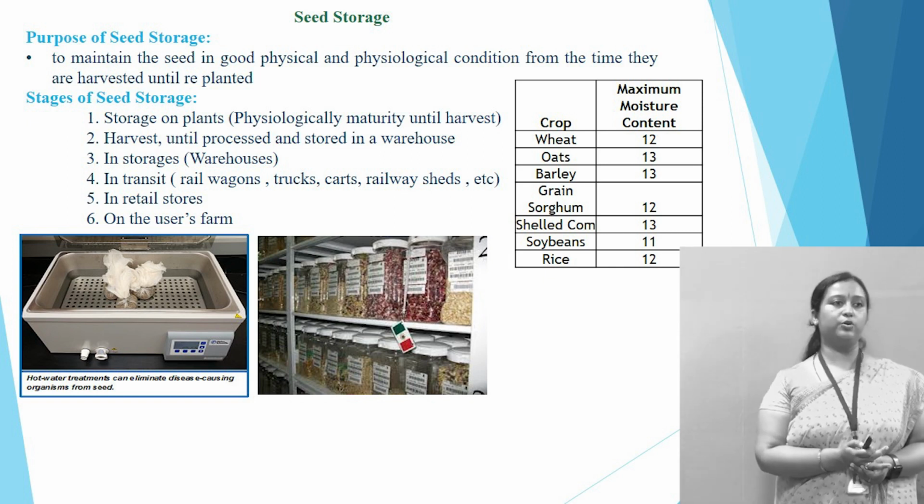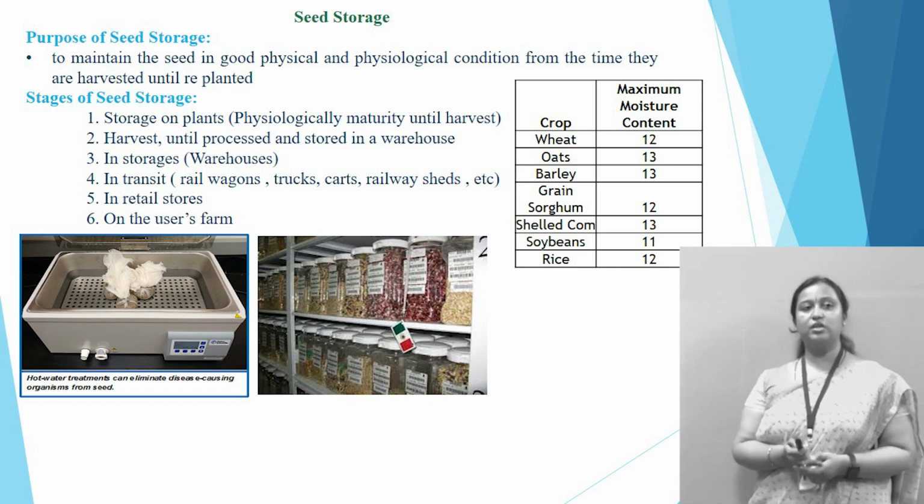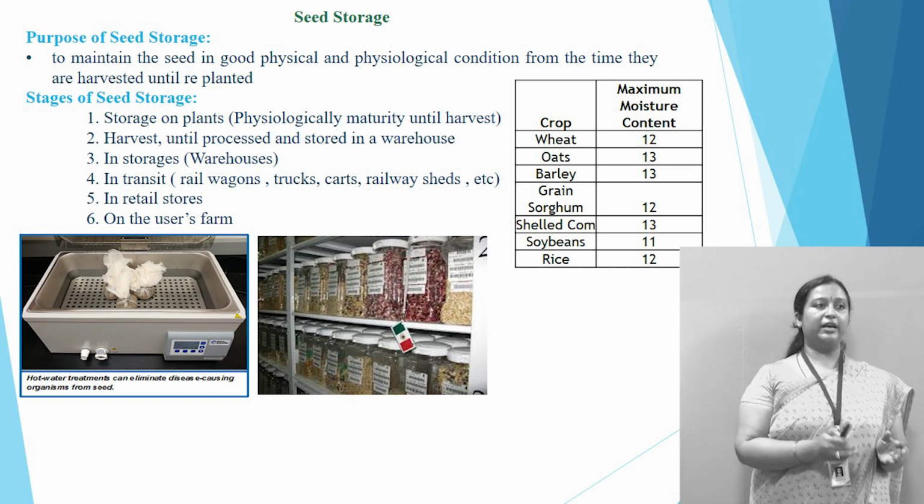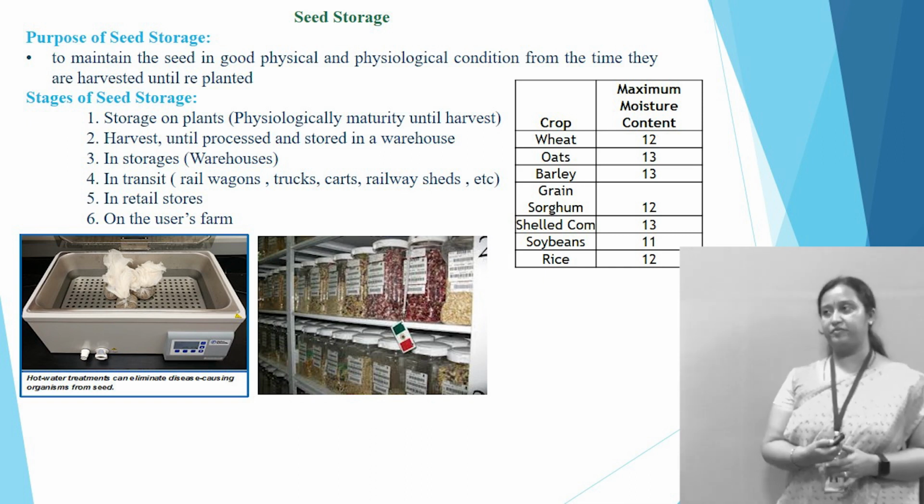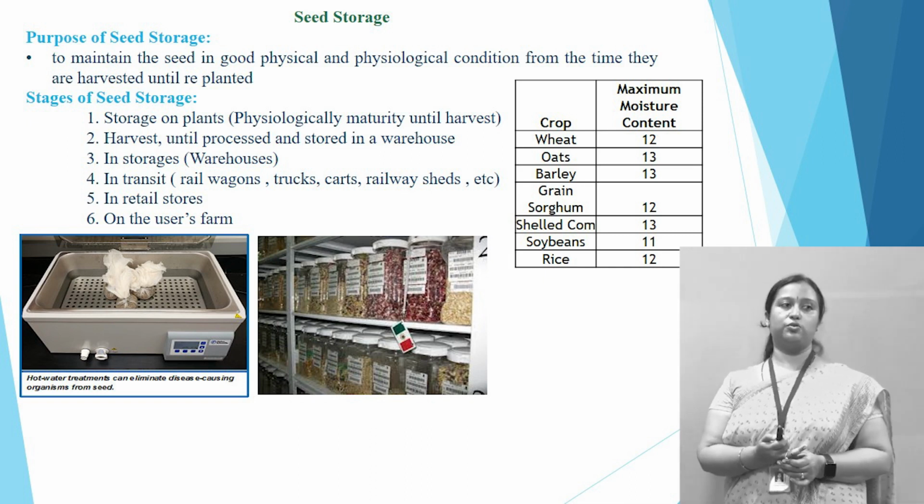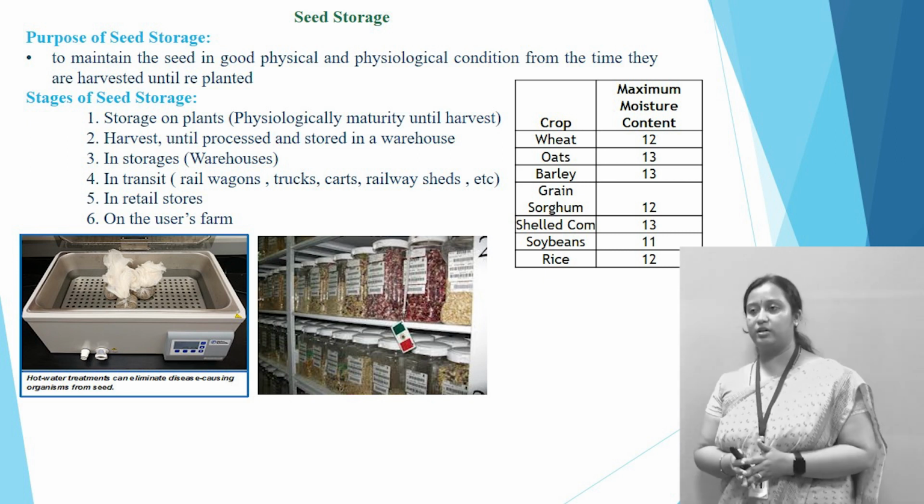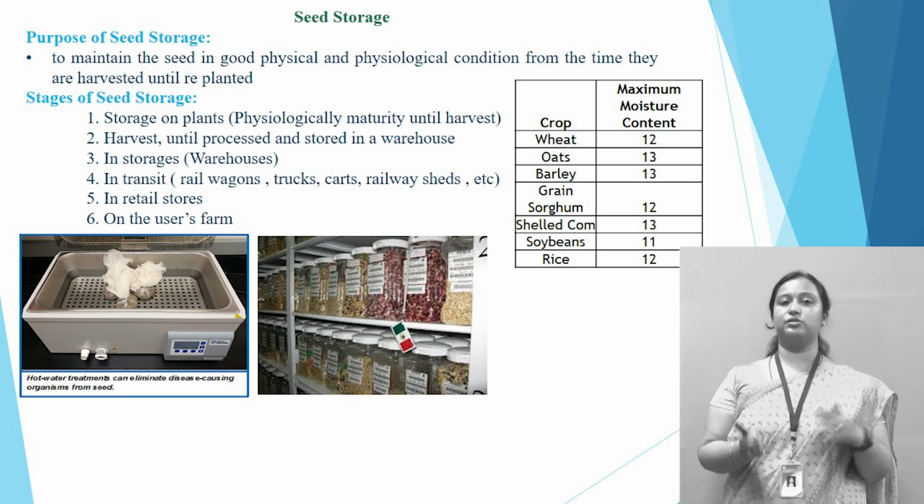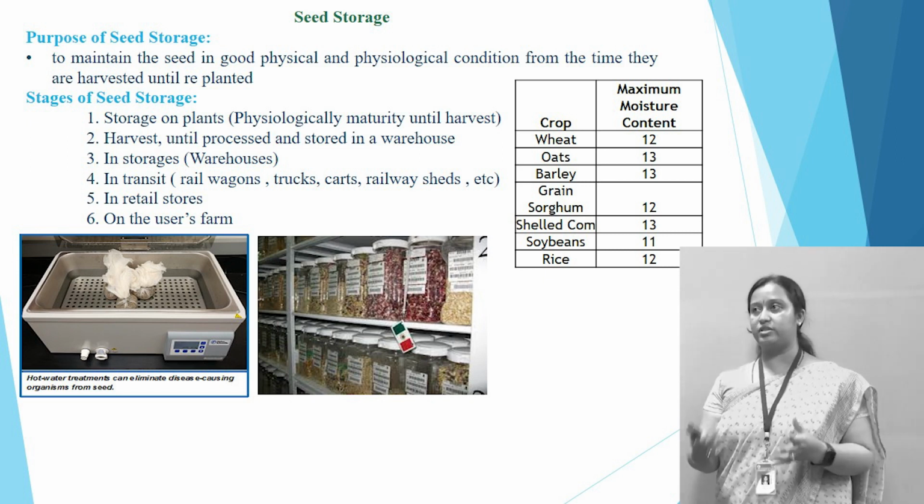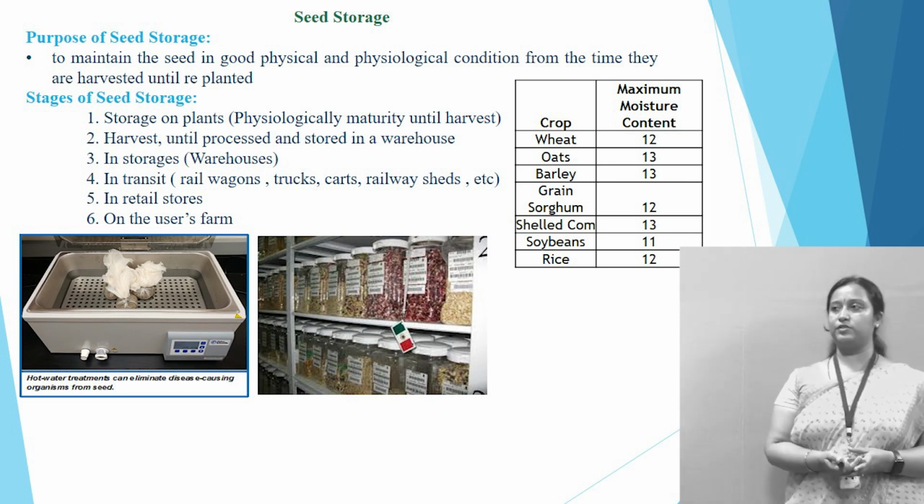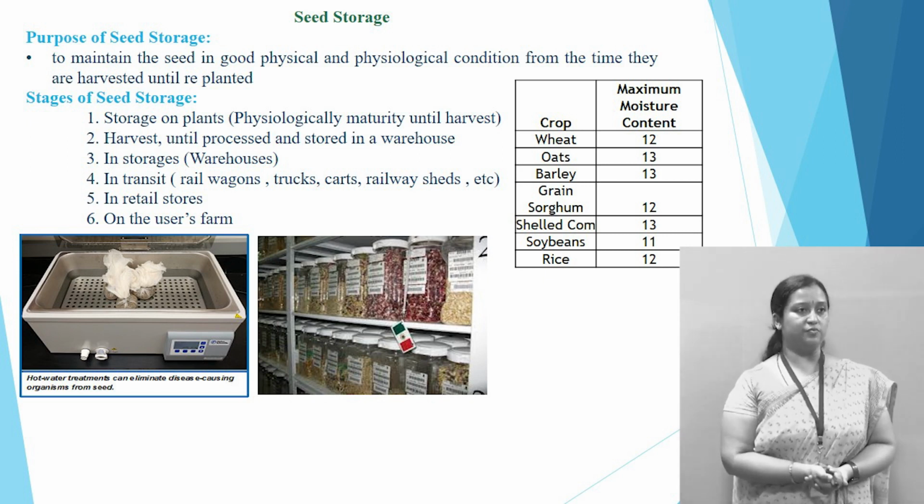Harvest, then process and store in a warehouse. This is a short-term storage, and proper warehouses are built for seed storage. Some seeds are stored in low temperatures, and some are stored in warm temperatures, in a dry environment. Depending on the type of seed, different storage conditions will be selected.